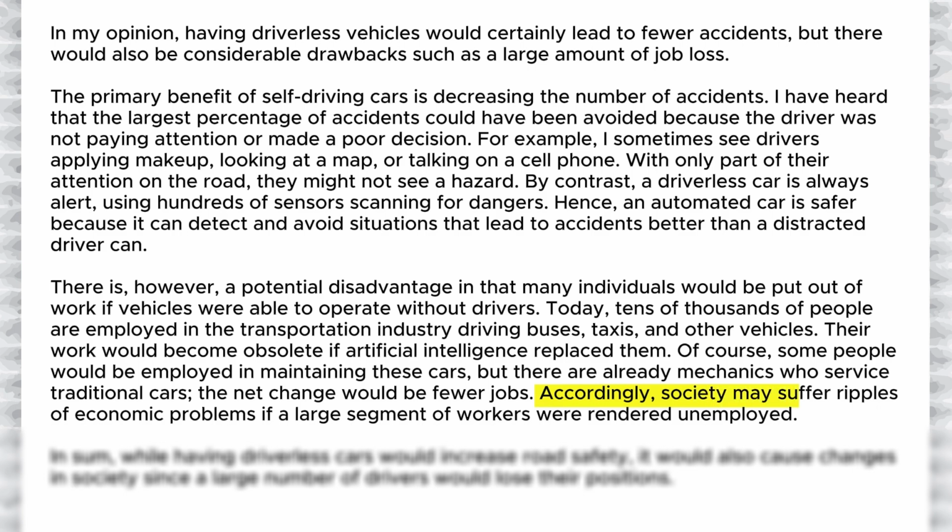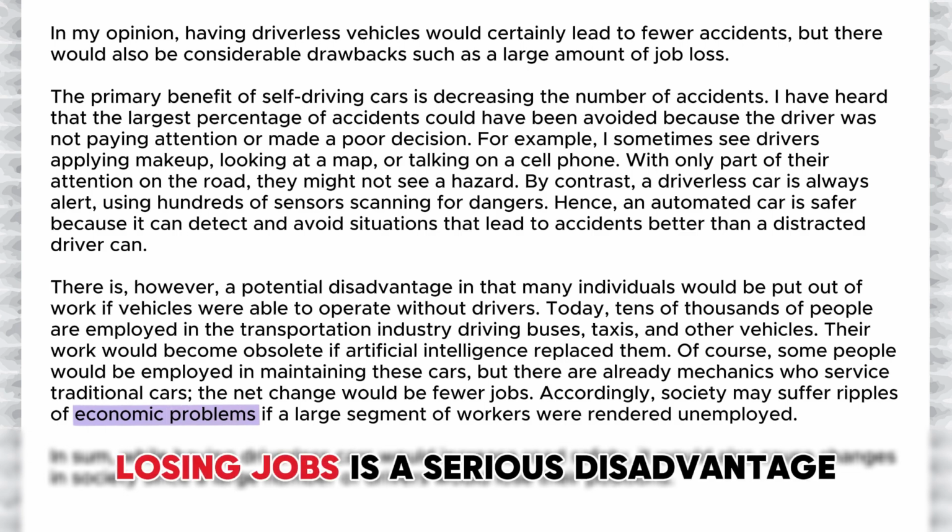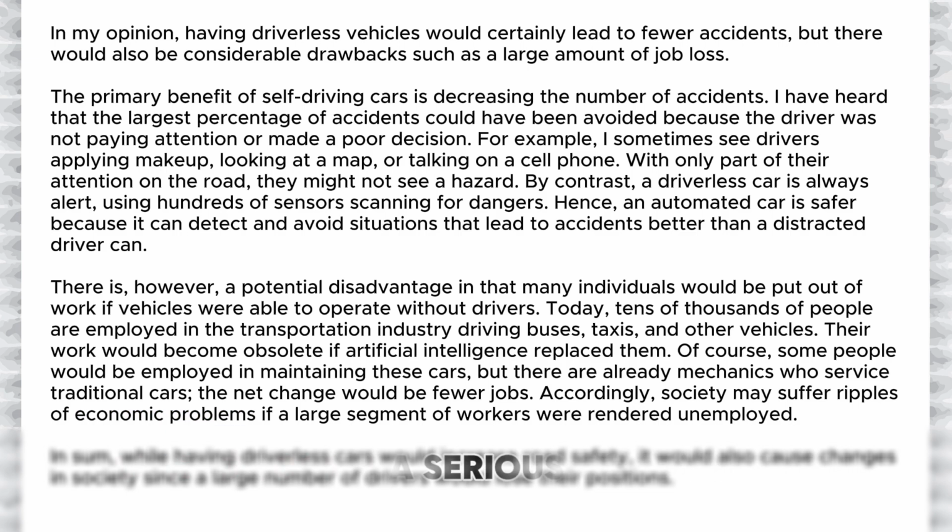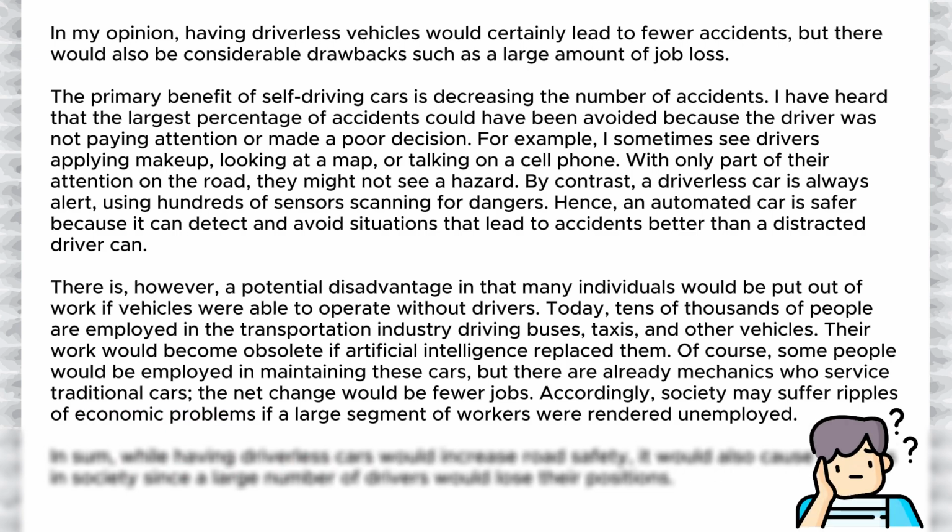Accordingly, society may suffer ripples of economic problems if a large segment of workers were rendered unemployed. Accordingly shows the result of the argument. I introduced the idea of economic problems in society, which hasn't really come up in the rest of the paragraph. However, I include it because I want to make it really clear that losing jobs is a serious disadvantage. It sounds very bad, doesn't it?